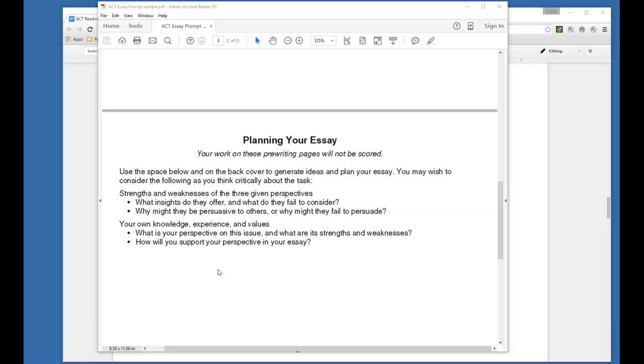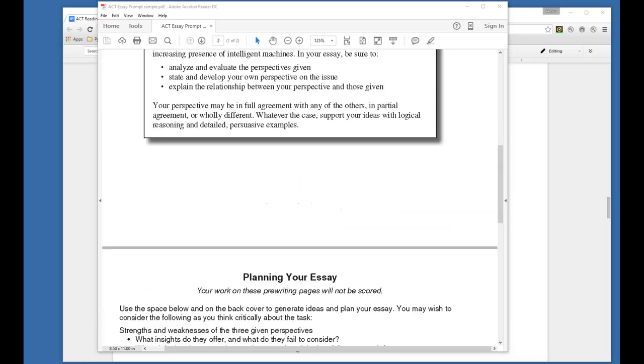So we're going to think about the strengths and weaknesses of the three perspectives. What insights do they offer? What do they fail to consider? So where's the hole in their argument? Why they might be persuasive to others, and why they might fail to persuade people. Like, what reason would people think, well, I don't think that's correct? And then use your own knowledge, experience, and values. What's your perspective on this issue, and what are its strengths and weaknesses? And how will you support your perspective in your essay? So think of your examples. All right, so I'm going to go back to the prompt.